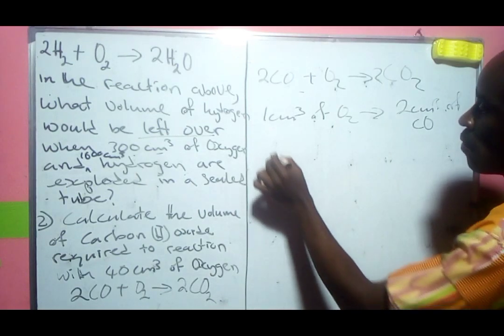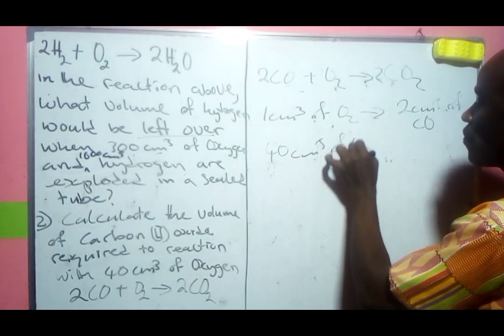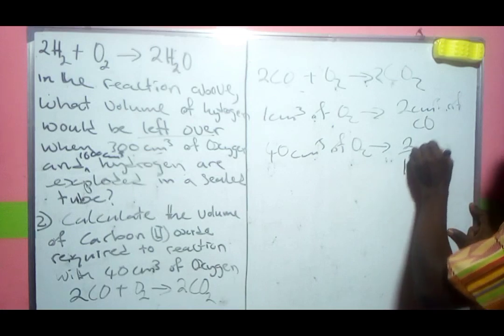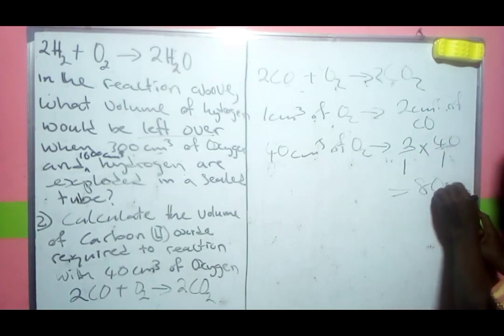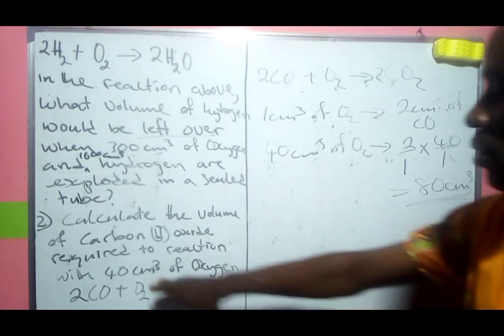So 40 cm cube of oxygen will give us 2 over 1 times 40 over 1. That will give us 80 cm cube. 80 cm cube of what? Carbon 2 will combine with 40.